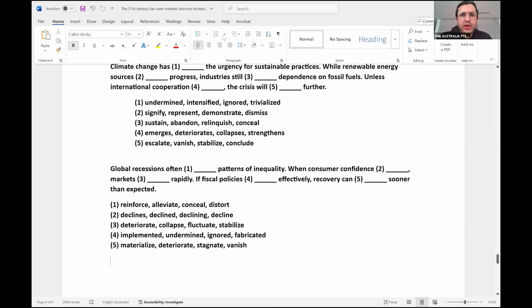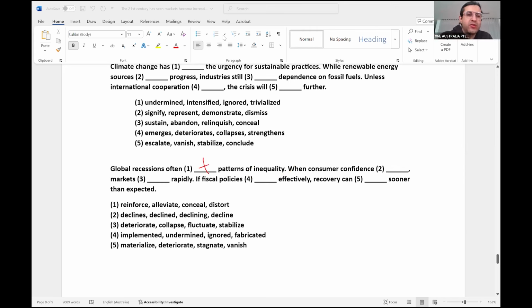All right, guys, time up. Let's please discuss and check. Global recessions often dash patterns of inequality. Elevate. Recession. What is a recession? It's negative. And inequality, is it positive or negative? Negative.